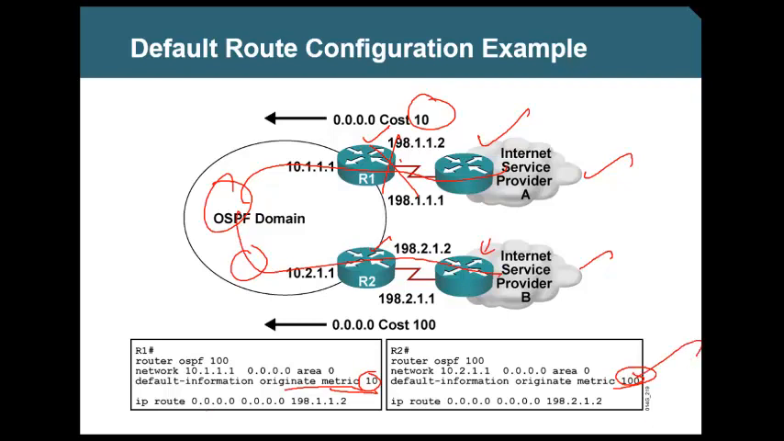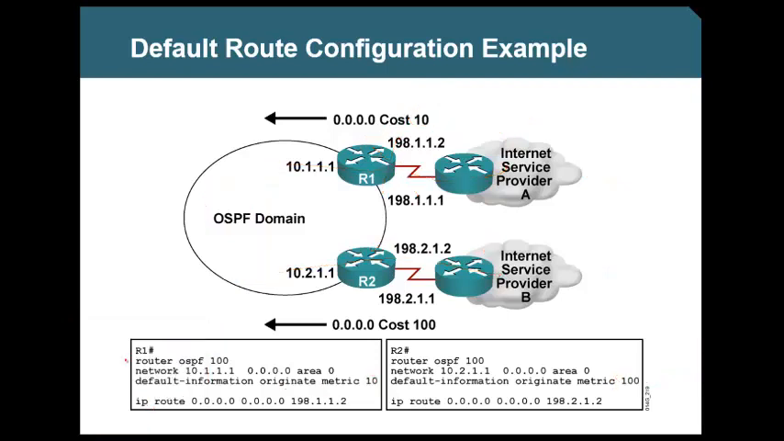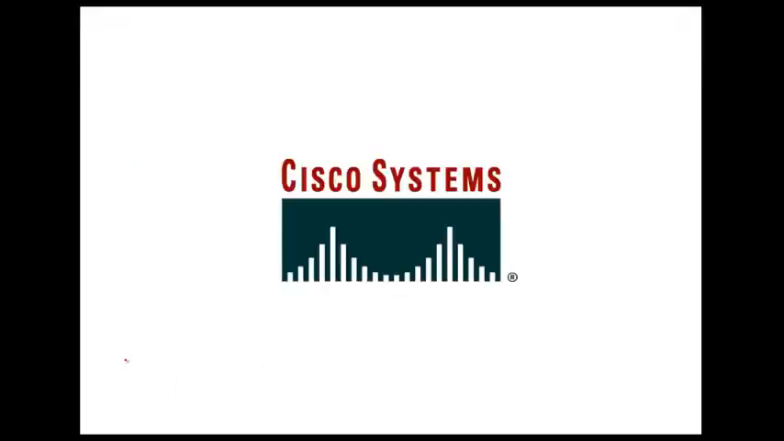Is this easy to understand, or do you want me to demonstrate? Not necessary. It's easy. Right? You've got two ASBRs, meaning two ISPs connected to your OSPF network. This is the procedure. So one last chapter to go, which is called stub.